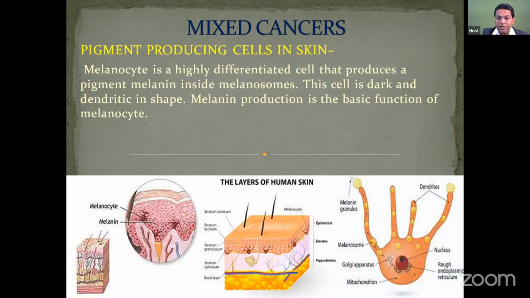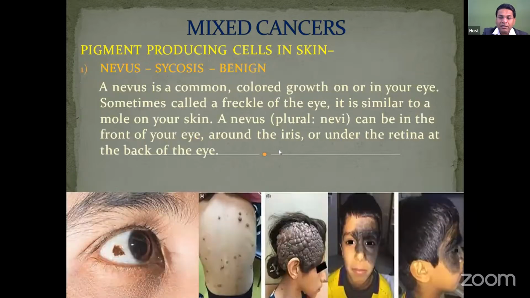So the layers of skin आप देख रहे हैं, melanocyte cells आप देख रहे हैं, melanin pigmentation देख रहे हैं. तो इसके ही tumors होते हैं. सो उन ट्यूमर्स को क्या क्या कहते हैं, कौन से ट्यूमर्स होते हैं. तो फर्स्ट जो पिगमेंट प्रोड्यूसिंग है, एक नेवस.